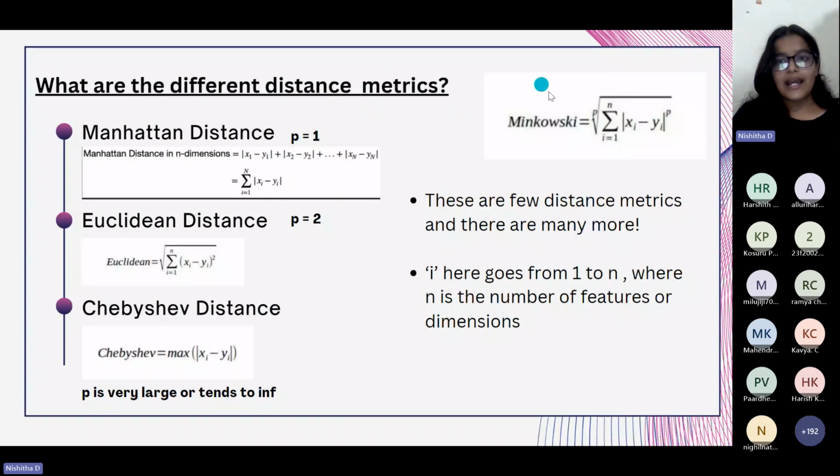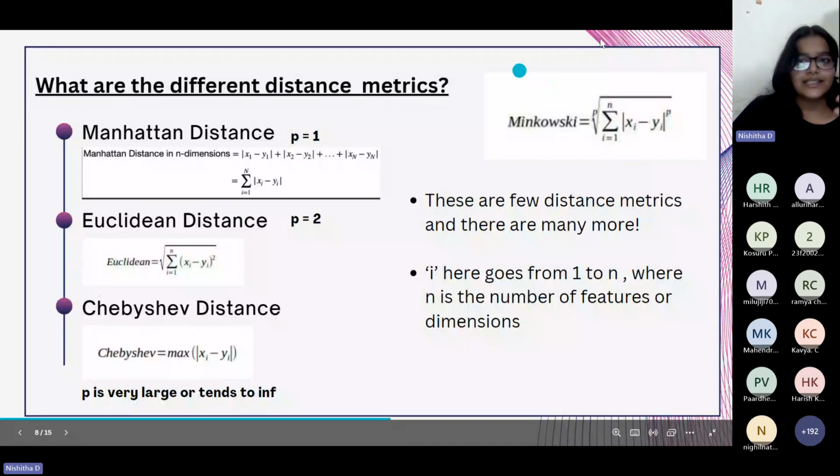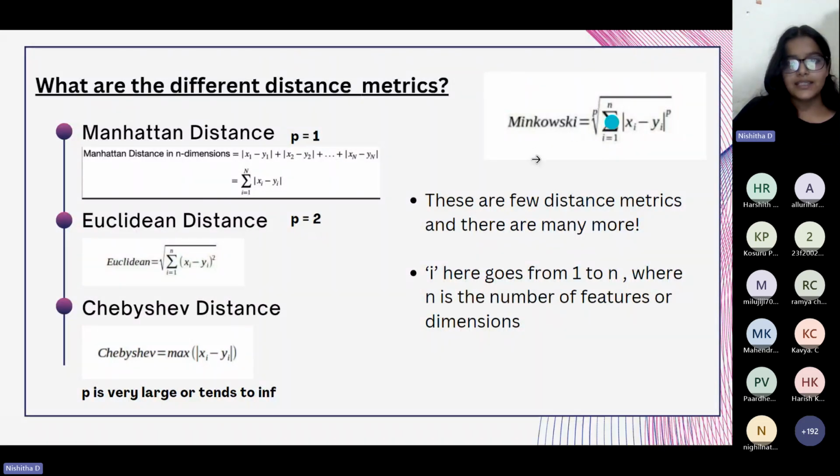So what are some of the distance metrics that we see? Mainly we have the Minkowski distance metric. This is the main distance metric. So what is this distance metric? You see over here, xi is nothing but a data point and yi is another data point. Okay, so i goes from 1 to n.